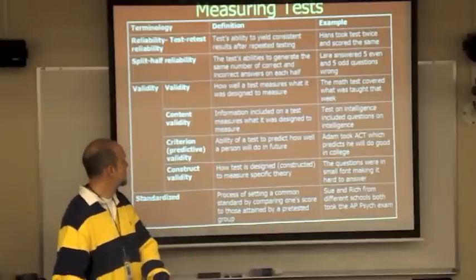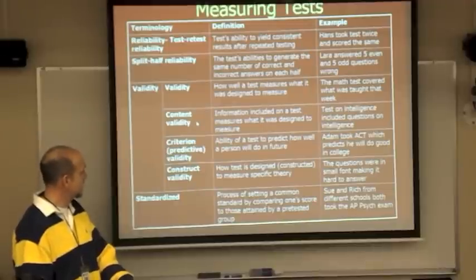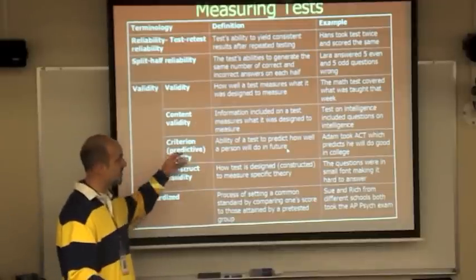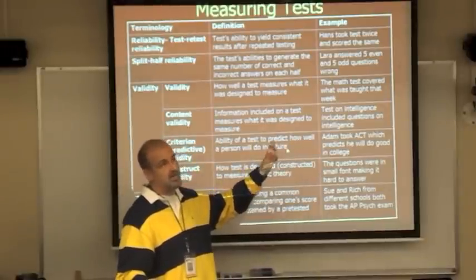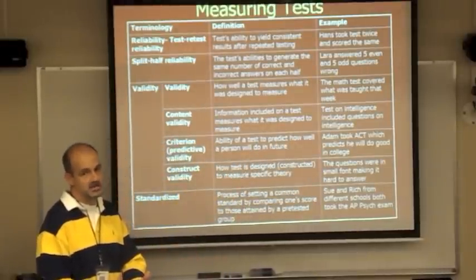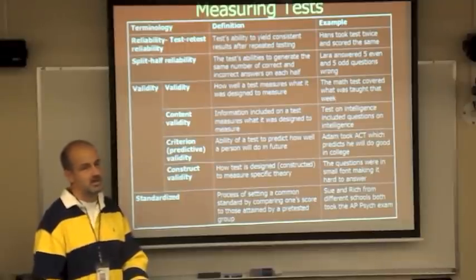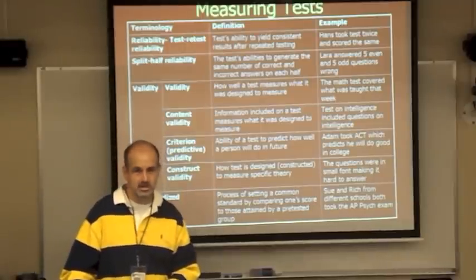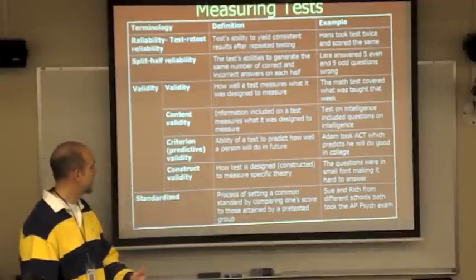Now, there are several subtypes of validity. Content validity: the information included on a test measures what it was designed to measure. So, for example, if the lecture's on intelligence, then the questions on the test have to be on intelligence. So if you sat down to take a psychology test and all of a sudden there were mathematical questions on there, that test would not be considered to have what we call content validity.